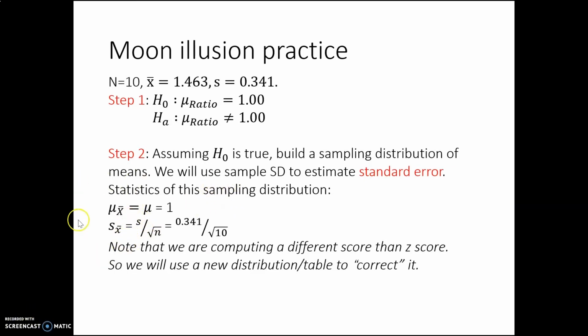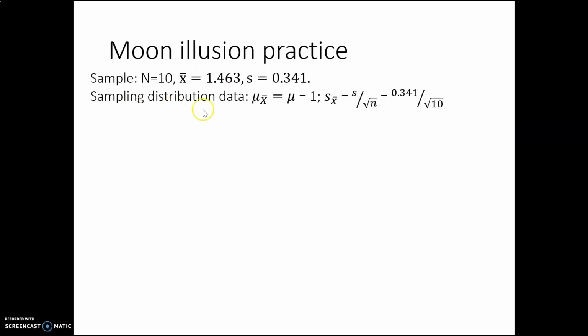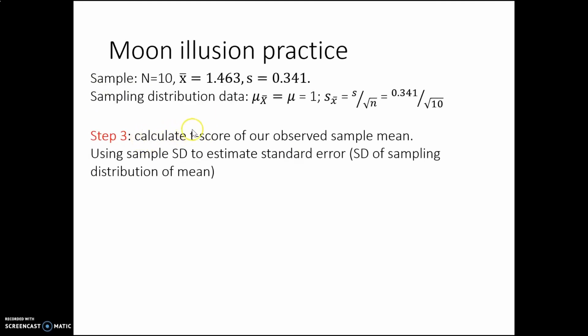Okay, so after we have this statistic information about our sampling distribution of the means, we're going to look at where our observed sample mean stands in this sampling distribution of means. We're going to calculate the t-score for our observed sample mean. These first two lines just list the basic information of our sample and the sampling distribution. So the third step is to calculate the t-score of our observed sample mean.